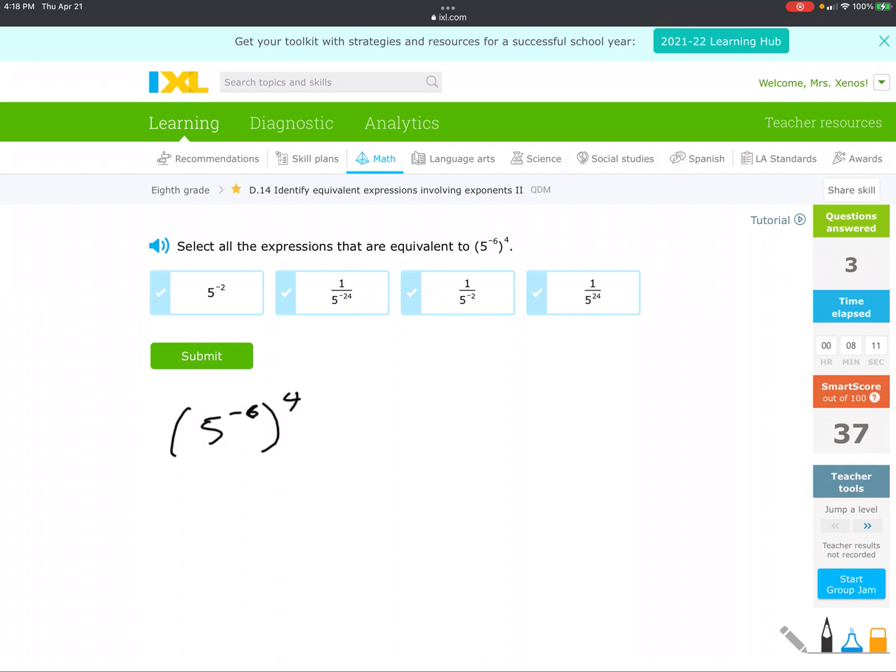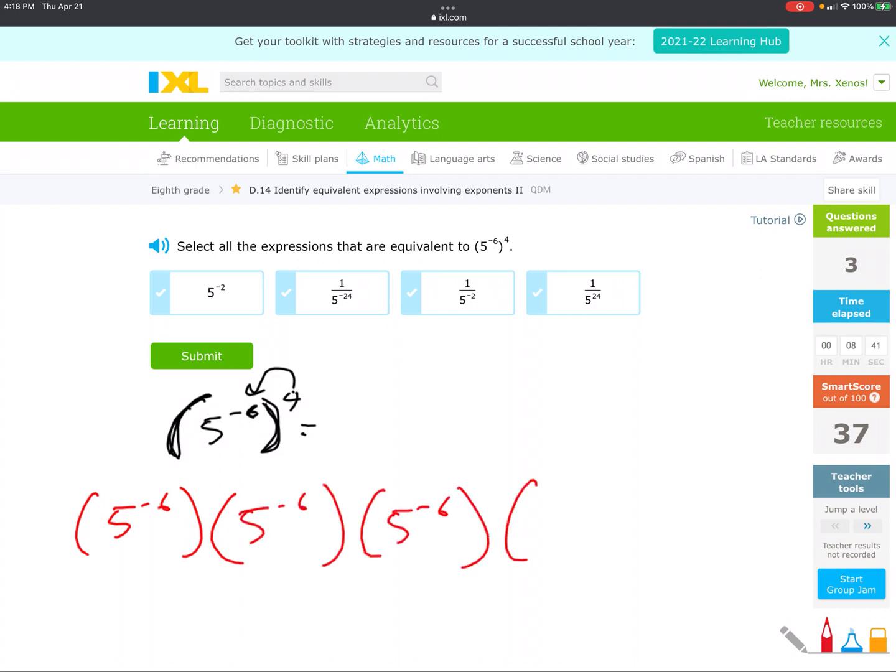This one right here, we've got 5 to the negative 6th power raised to the 4th power. Okay. And so in this situation, we have a power raised to a power. This is saying I have 4 copies of 5 to the negative 6th power. So this is saying if we want to do this the long way, 5 to the negative 6 times 5 to the negative 6 times 5 to the negative 6 times 5 to the negative 6, 4 times. And then we would add these exponents.